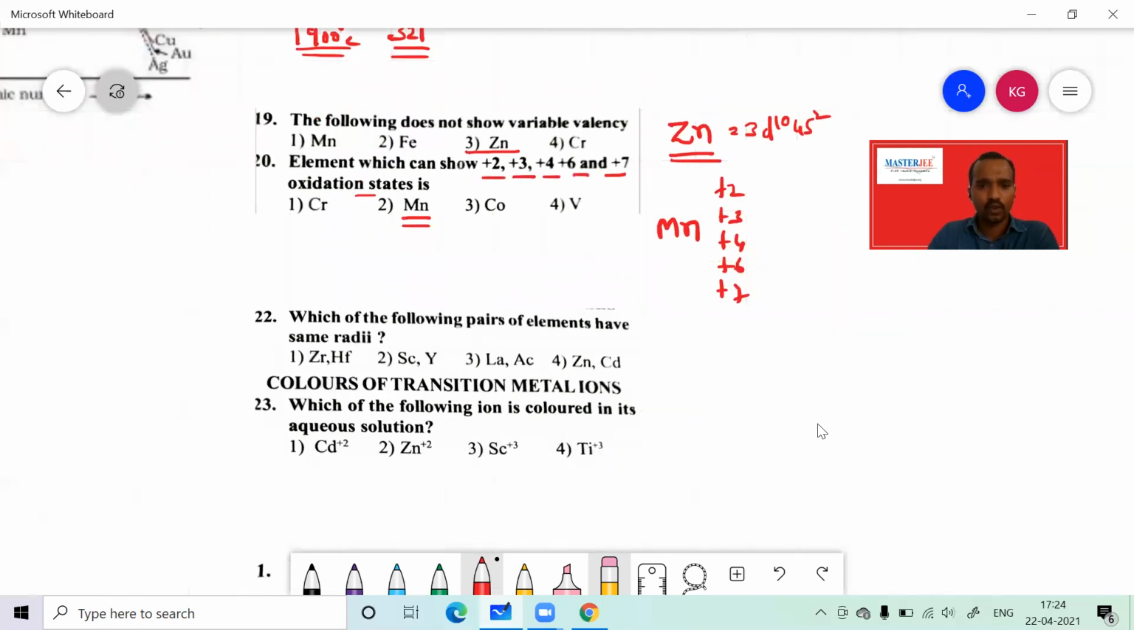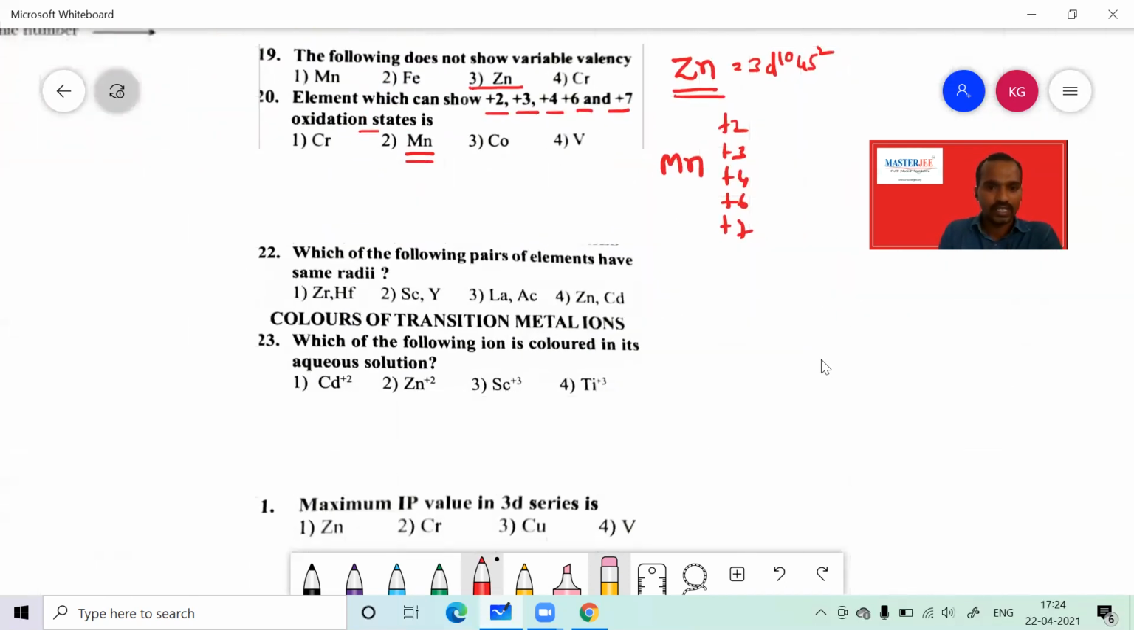Next, which of the following pairs of elements have the same radii? Already we know: zirconium and hafnium, because of lanthanoid contraction, exhibit similar atomic radii.